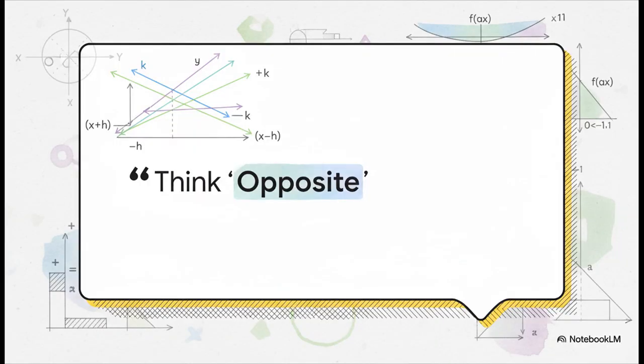And here it is, the golden rule you need to burn into your brain for horizontal shifts. Think opposite. That's it. Whatever the sign is doing inside the parentheses with the x, the graph does the exact opposite. You see a plus sign, the graph moves left. You see a minus sign, the graph moves right. Once you get that, I promise you'll never get this wrong again.